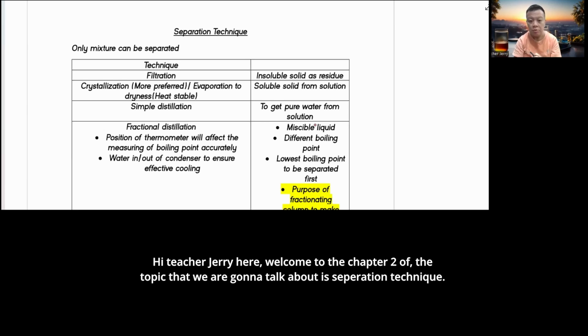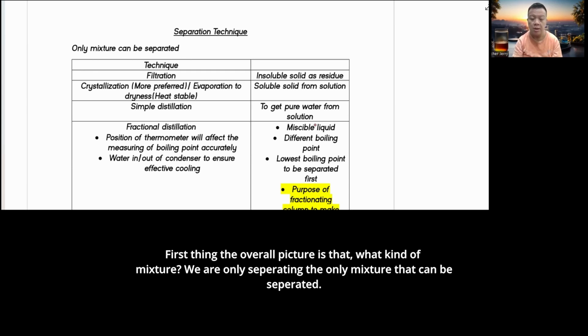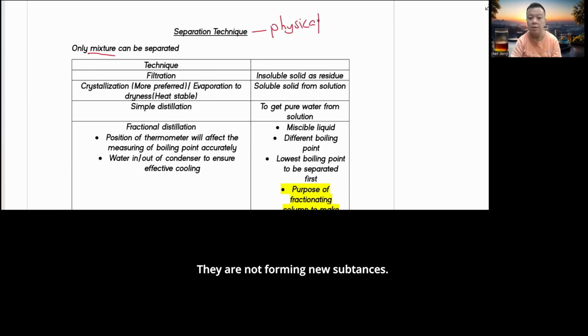Welcome to chapter two. Today the topic that we're talking about is separation techniques. First thing, the overall picture: what kind of mixture? We are only separating mixtures. Only a mixture can be separated. We need to understand that all the techniques that we're learning here are physical methods. They are not chemical. There's no chemical reaction involved. You're not forming new substances.